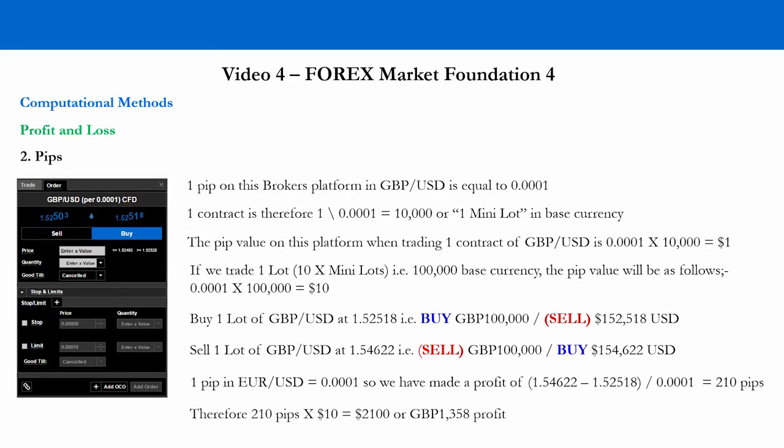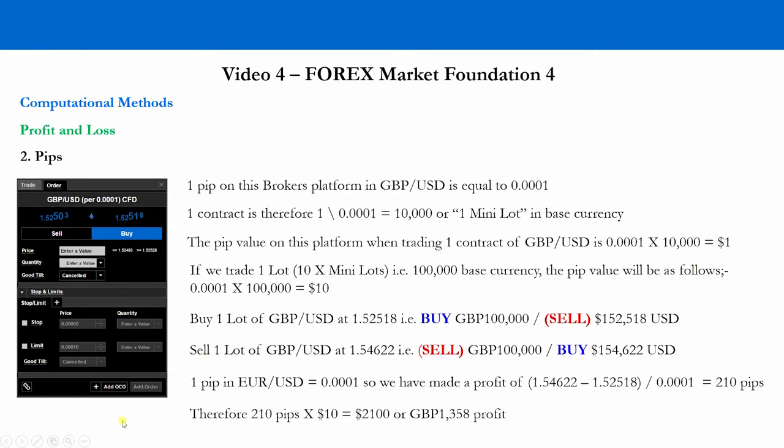That means one contract is 1 divided by spot 0001, which is 10,000. So one contract equals 10,000, so 1 mini lot in base currency. The pip value on the platform, so we work this out. We take 1 contract of sterling US dollar. The pip value is spot 0001 times 10,000, and that gives us a pip value in dollars of $1.